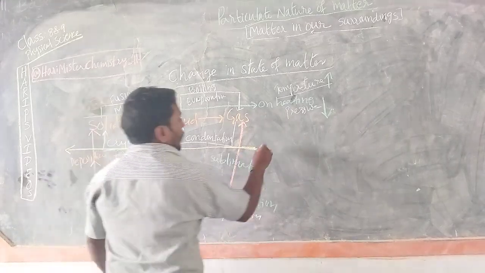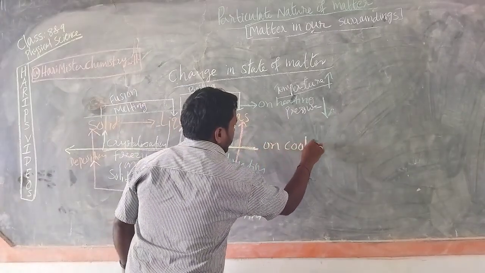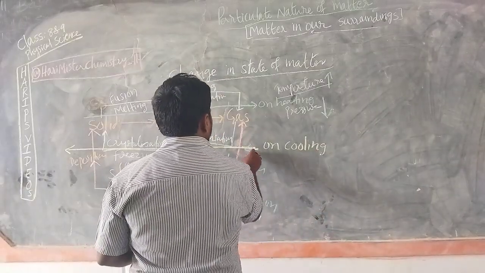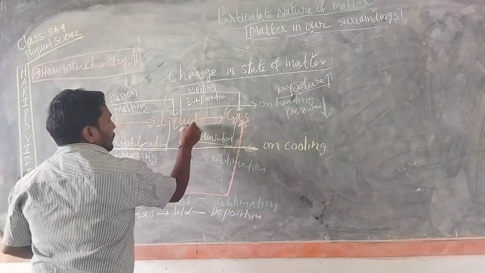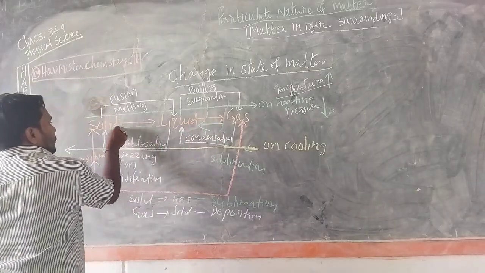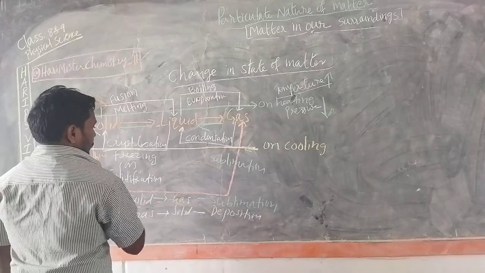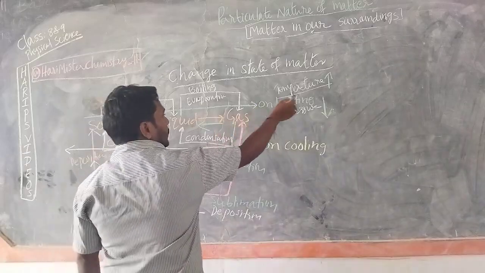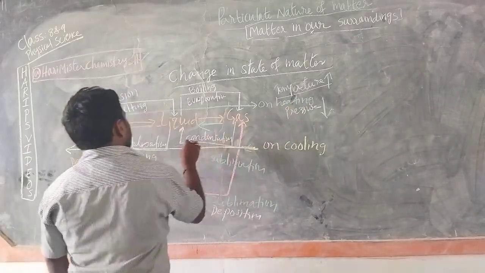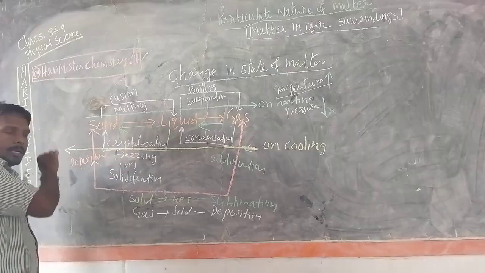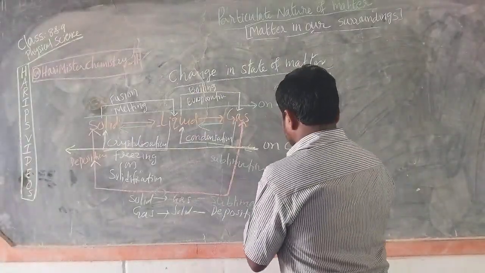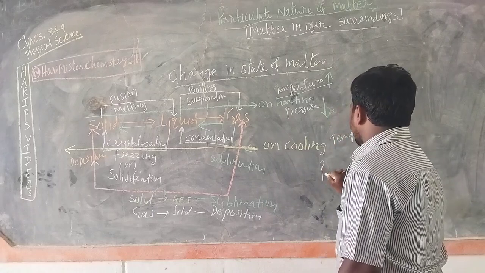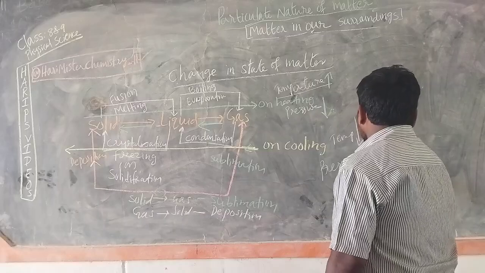How does this happen? On cooling. This change happens in gas to liquid, then liquid to solid. Solid to liquid, liquid to gas happen on heating, so gas to liquid, liquid to solid happen on cooling. So on cooling, temperature decreases and pressure increases.